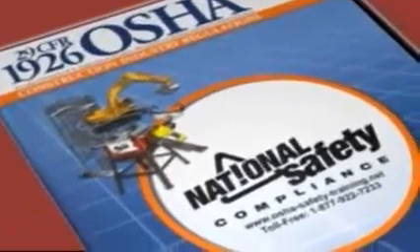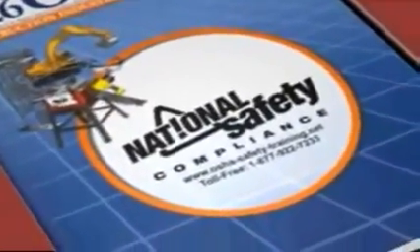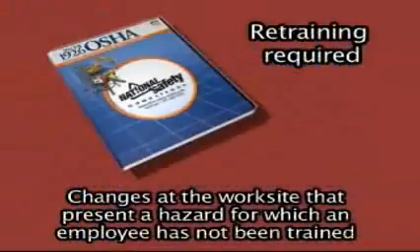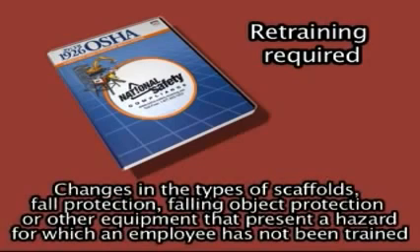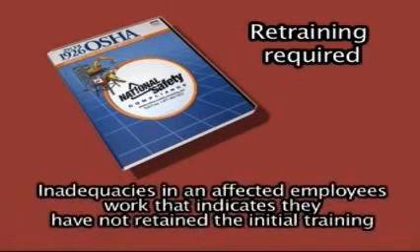OSHA specifically mandates that retraining is required in the following situations: changes at the worksite that present a hazard for which an employee has not previously been trained, changes in the types of scaffolds, fall protection, falling object protection, or other equipment that present a hazard for which an employee has not previously been trained. Inadequacies in an affected employee's work that indicate they have not retained the initial training. The competent person and others must be on the lookout at all times to determine when retraining is necessary.